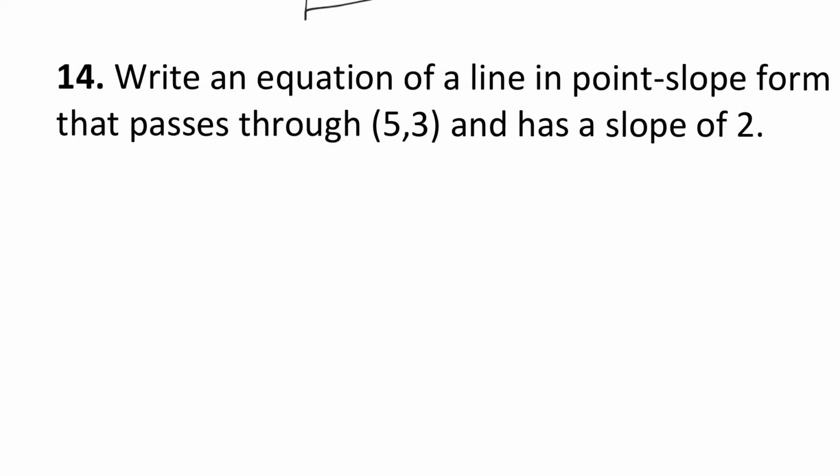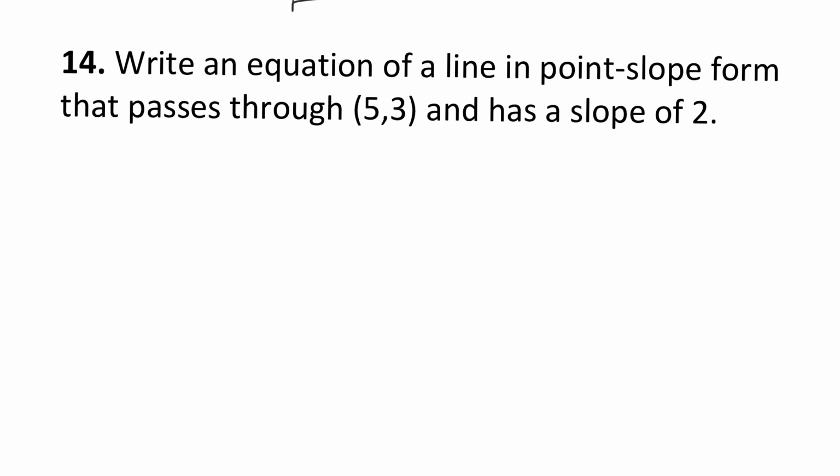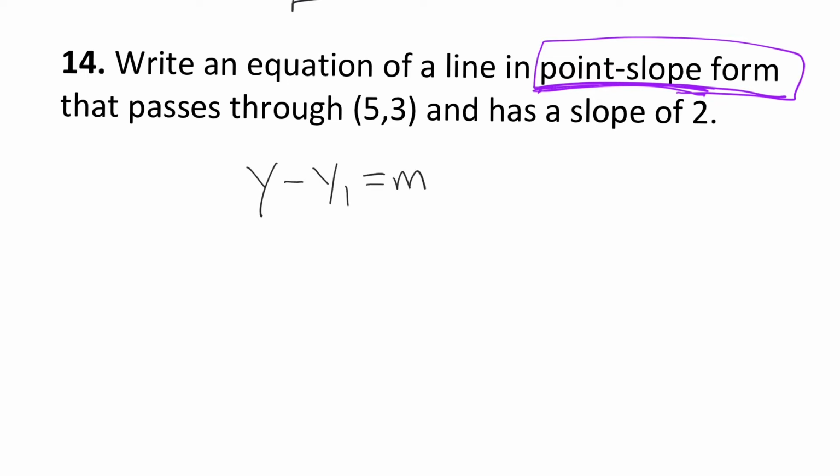Number 14 says, write an equation of a line in point-slope form that passes through (5, 3) and has a slope of 2. So we need to know what form we're using. The form that we're looking for is the point-slope form. So we need to know what the point-slope form is. The point-slope form is y minus y1 equals the slope m times x minus x1.